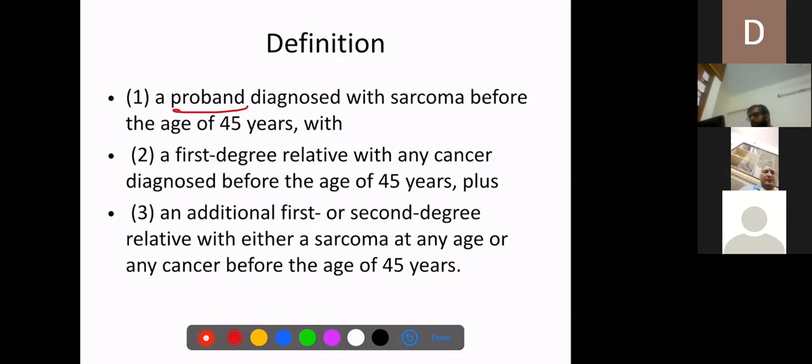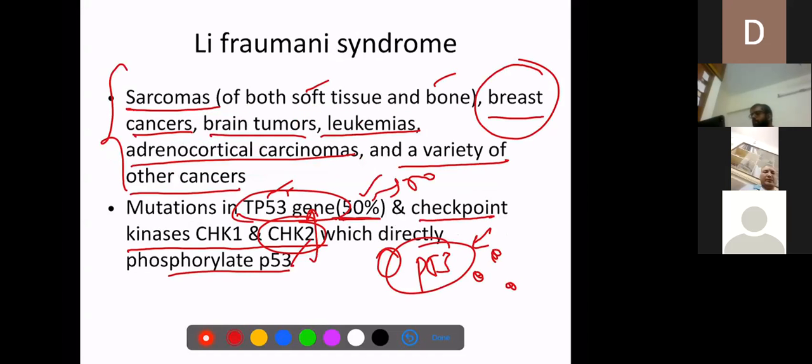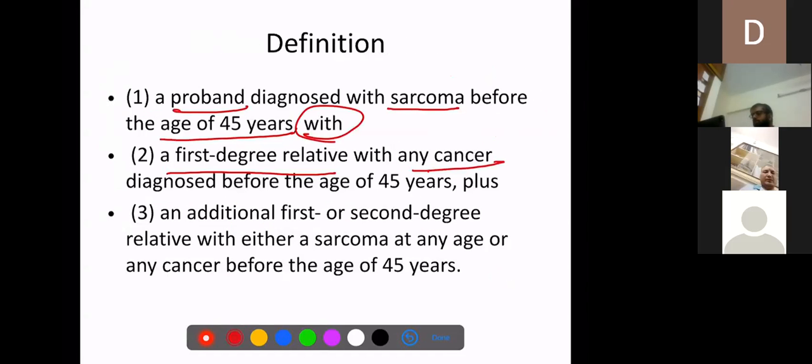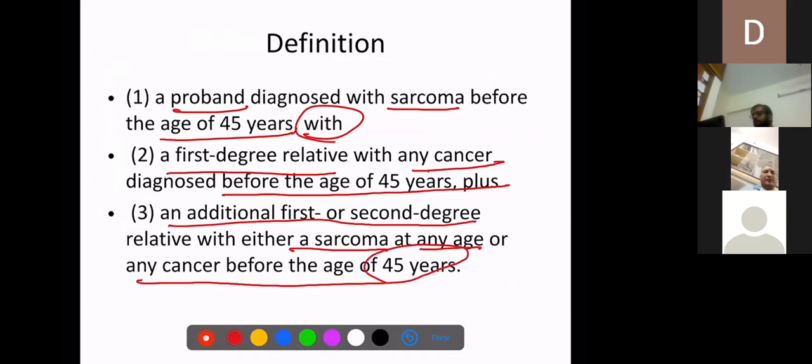How do you define Li-Fraumeni? A proband diagnosed with sarcoma before 45 years of age, along with a first degree relative with any cancer. Any cancer in the sense of cancer pertinent to Li-Fraumeni syndrome, either brain tumor, leukemia, or breast cancer, diagnosed before the age of 45 years, plus an additional first or second degree relative with either a sarcoma at any age or any cancer before the age of 45. Any cancer means any cancer which comes under Li-Fraumeni syndrome, not any cancer outside of Li-Fraumeni. So this is the definition. When it is present only, you can diagnose it as Li-Fraumeni syndrome.